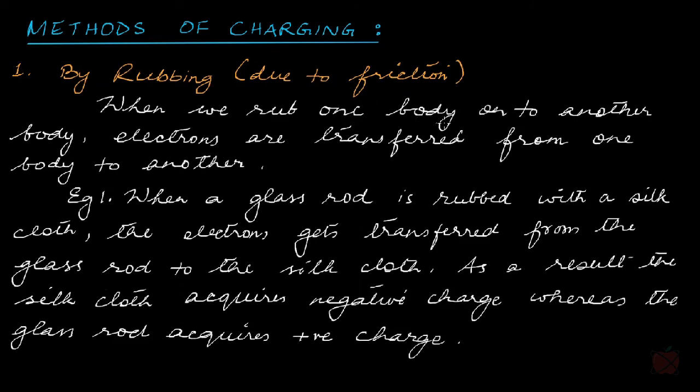When we rub one body onto another body, electrons are transferred from one body to another. For example, when a glass rod is rubbed with a silk cloth, the electrons get transferred from the glass rod to the silk cloth. As a result, the silk cloth acquires negative charge, whereas the glass rod acquires positive charge.